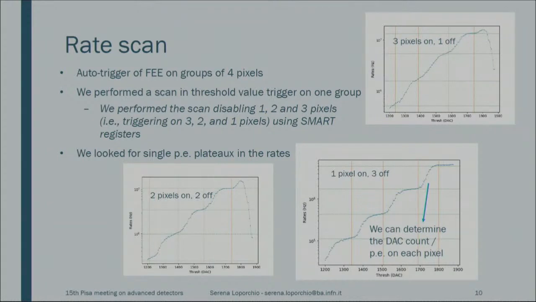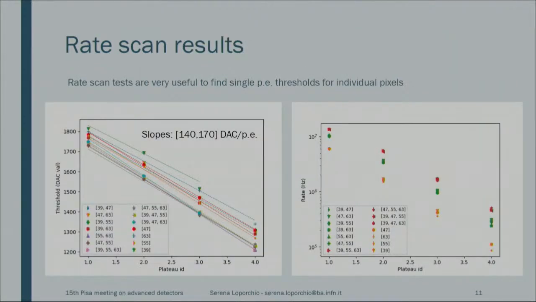So we did a scan in the threshold, which is adjustable for each individual trigger pixel. And as we can see here, we disabled 3 to 1, we enabled 3 to 1 pixel. So we were basically triggering on 3, 2, or 1 pixel of the whole trigger pixel. And we looked for single photoelectron plateaus, like we can see here, from which we can determine for each pixel in the trigger group the corresponding DAQ count threshold for each photoelectron.